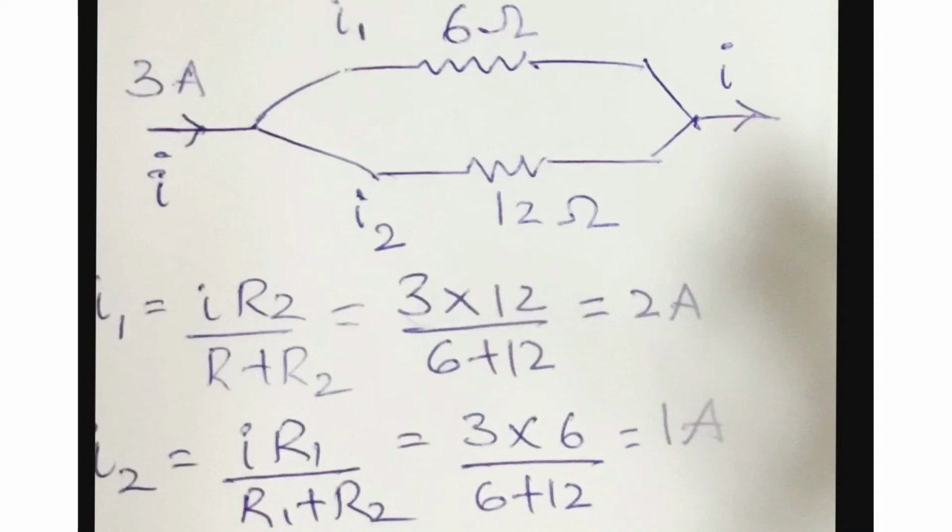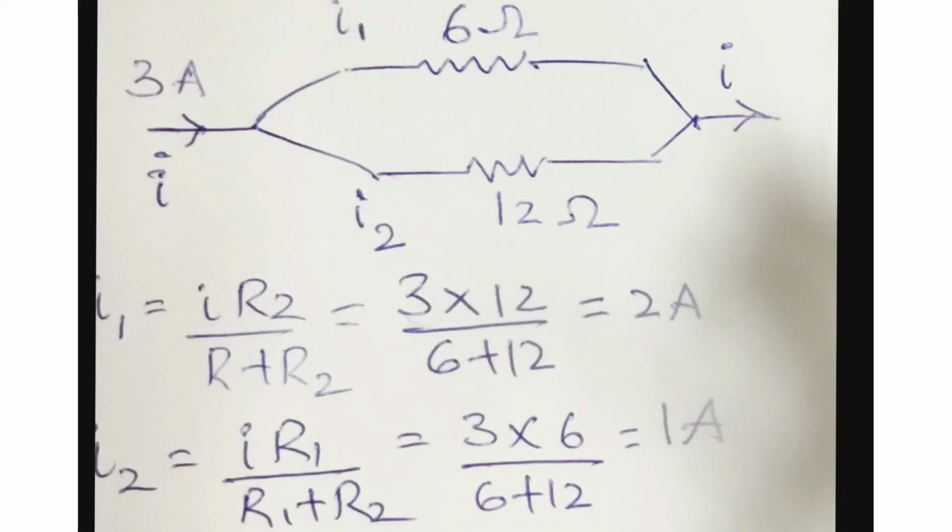Let's apply the same shortcut. I1 is equal to I R2 by R1 plus R2, which is equal to 3 into 12 by 6 plus 12, which is equal to 2 amperes. Similarly, I2 is equal to I R1 by R1 plus R2, which is equal to 3 into 6 by 6 plus 12, which is equal to 1 ampere.